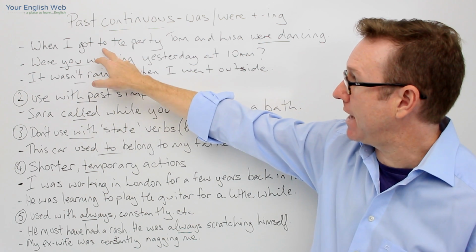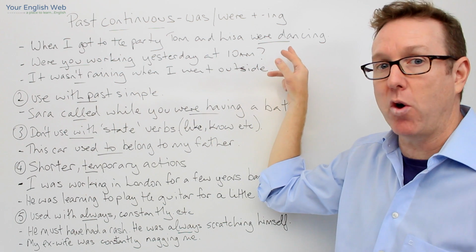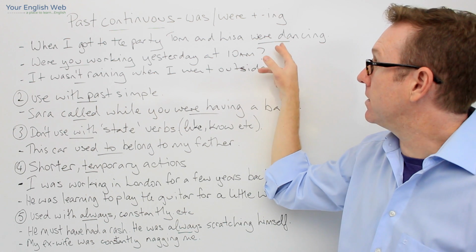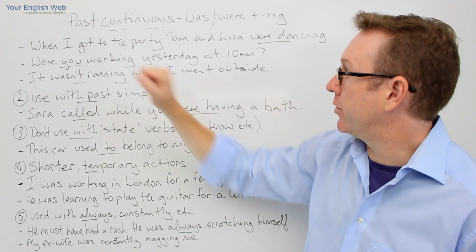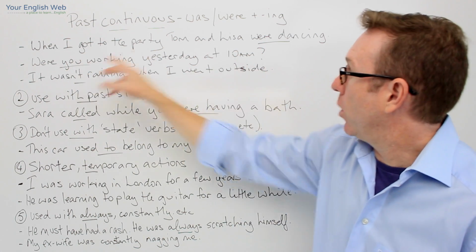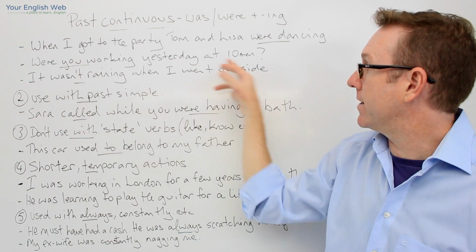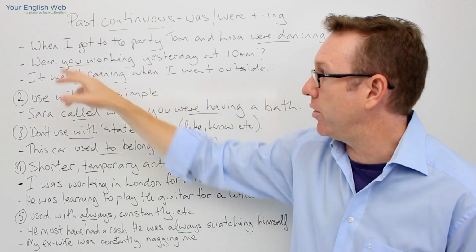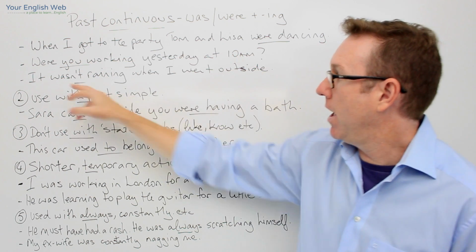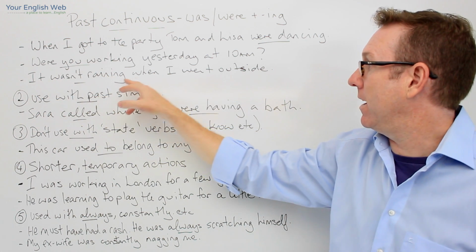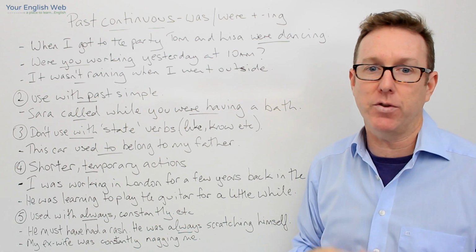Now, the examples that we have. When I got to the party, Tom and Lisa were dancing. Okay, here's the past continuous. They were dancing when I got to the party. The question: were you working yesterday at 10 a.m.? So the question, we invert the subject and the verb. Were you working yesterday at 10 a.m.? And the negative: it wasn't raining when I went outside.